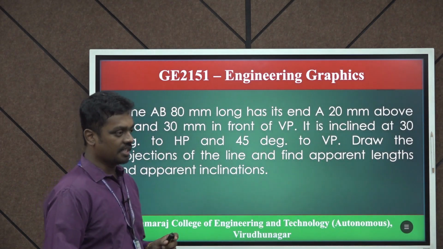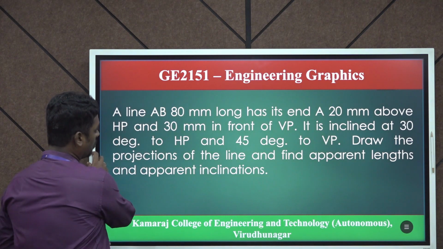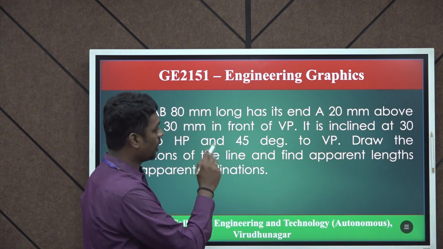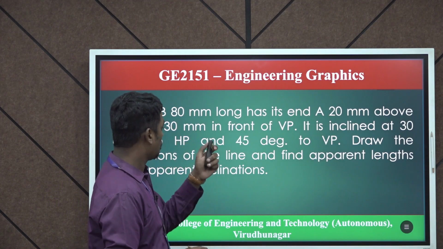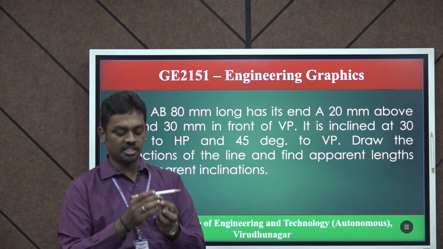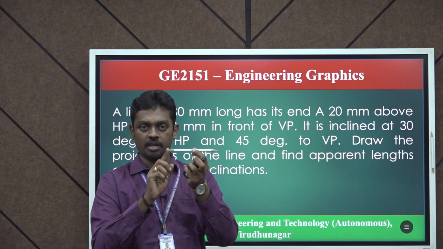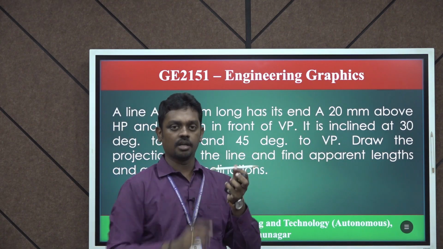In this particular case they have given that a line AB, 80 mm long, has its end A 20 mm above HP and 30 mm in front of VP. Just imagine this is a straight line, this is point A and this is point B.